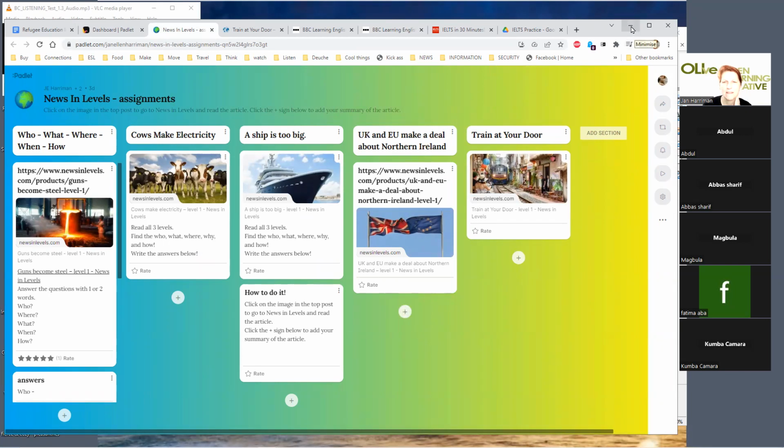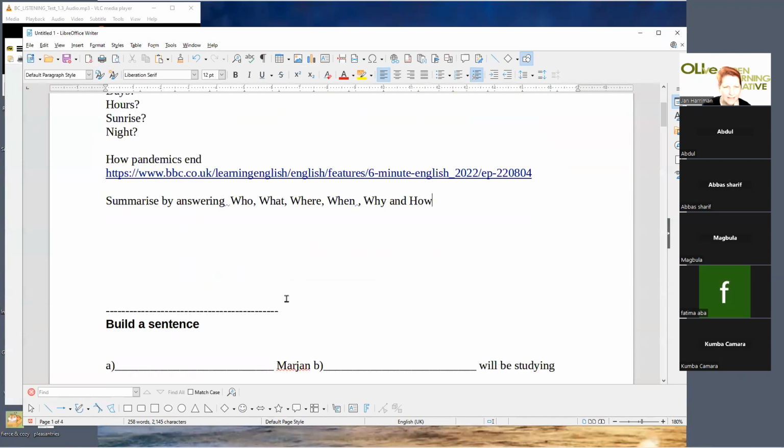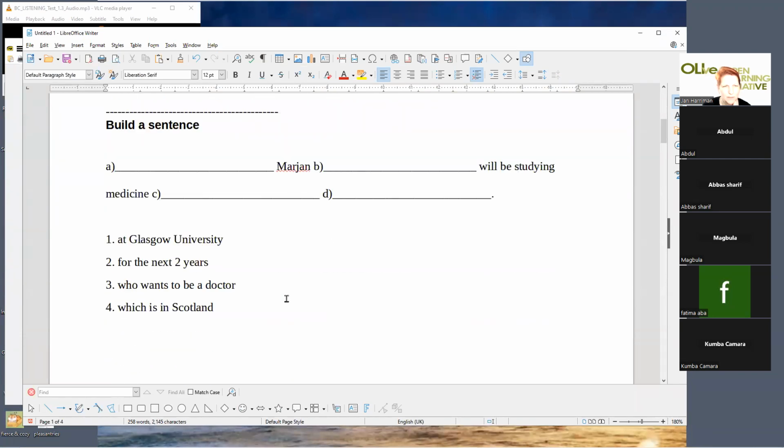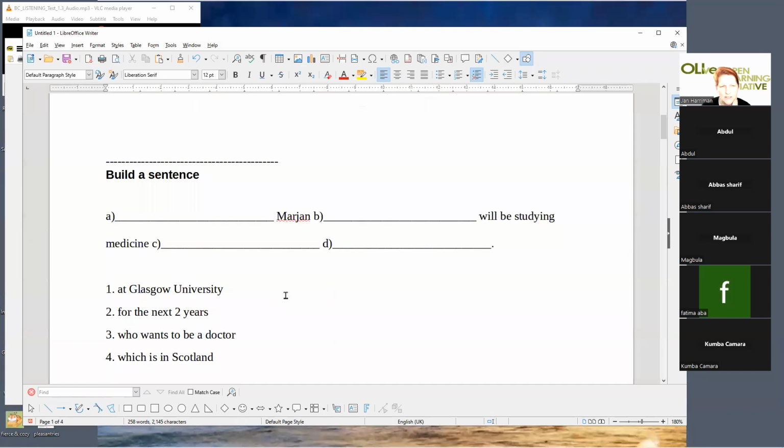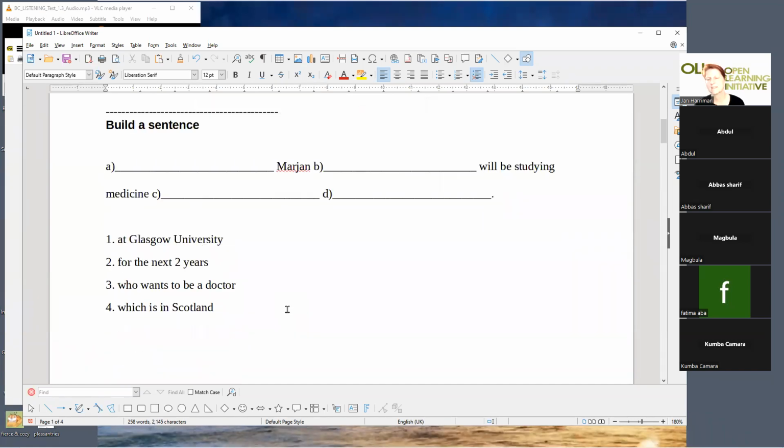Okay. So, right, let's review a sentence. So what are the parts of this? What is a core sentence? What does our core sentence contain?